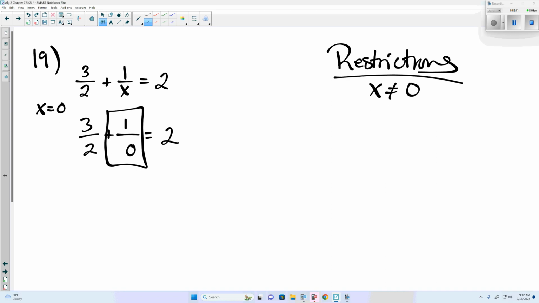That would cause one of the bottoms of the fractions to be 0, causing division by 0. And we take them out at the beginning. Because if, for some reason, we solved this out and got x equals 0, we can immediately throw it out. Because it's not going to work. It's going to cause that division by 0. Does that make sense?